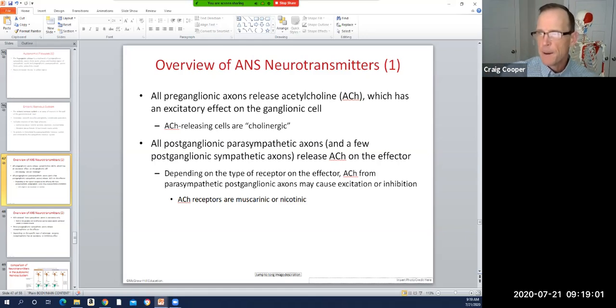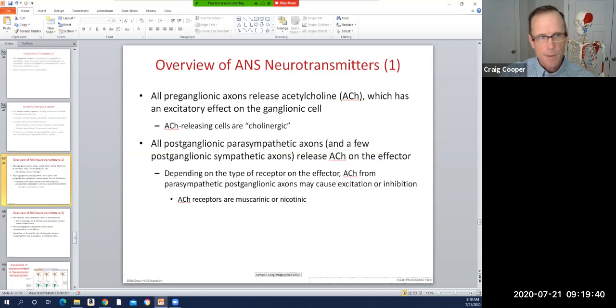All of the first neurons in that ganglia, whether it's sympathetic or parasympathetic, always release acetylcholine. The postganglionic axon, when it gets to whatever organ it's trying to release on, in the parasympathetic side, is going to release acetylcholine. In the sympathetic side, sometimes it releases acetylcholine, but more commonly it's going to release that norepinephrine. And so their effects are usually going to be excitatory. There are some times when acetylcholine will inhibit.